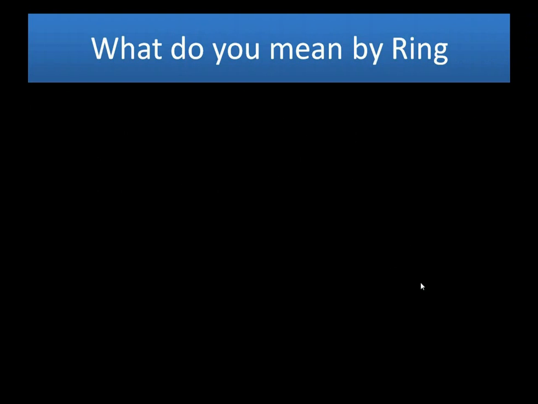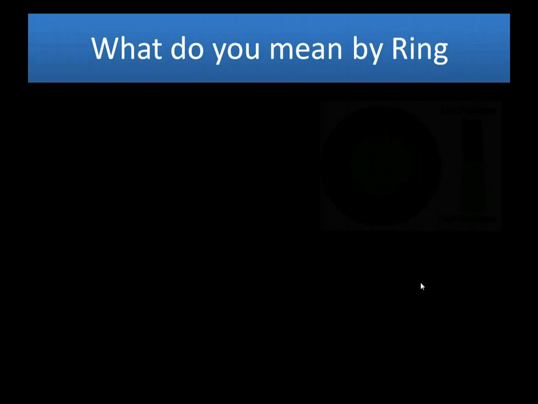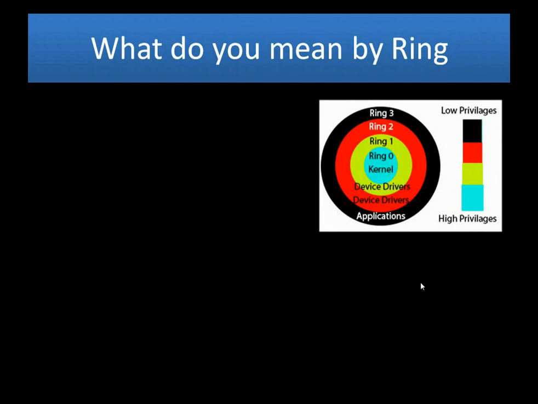Now, what do you mean by ring? I said that Olly is a ring 3 debugger. Actually, we have four types of rings: ring 0, ring 1, ring 2, ring 3. Ring 0 stands for the kernel, 1 and 2 stand for device drivers, and the last one, ring 3, stands for applications. As the number of the ring increases, the privileges become lower, and if the ring number is low, then the privileges are high.